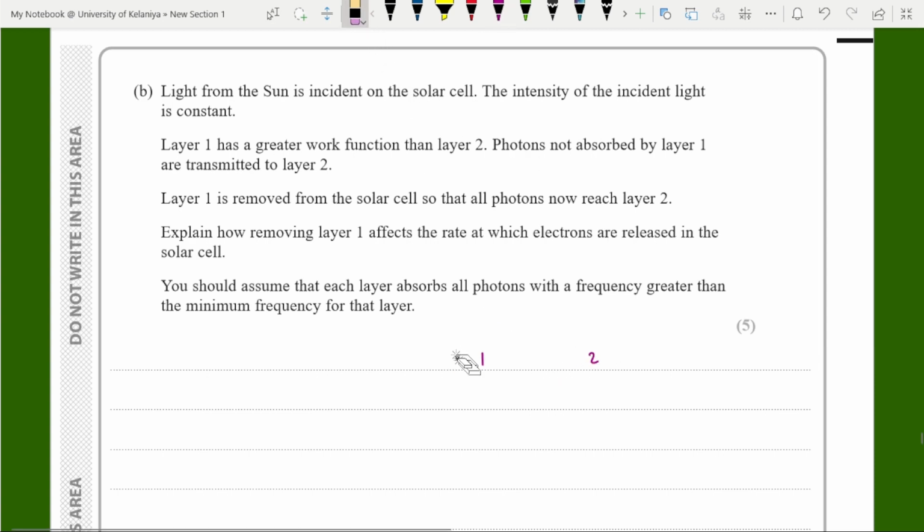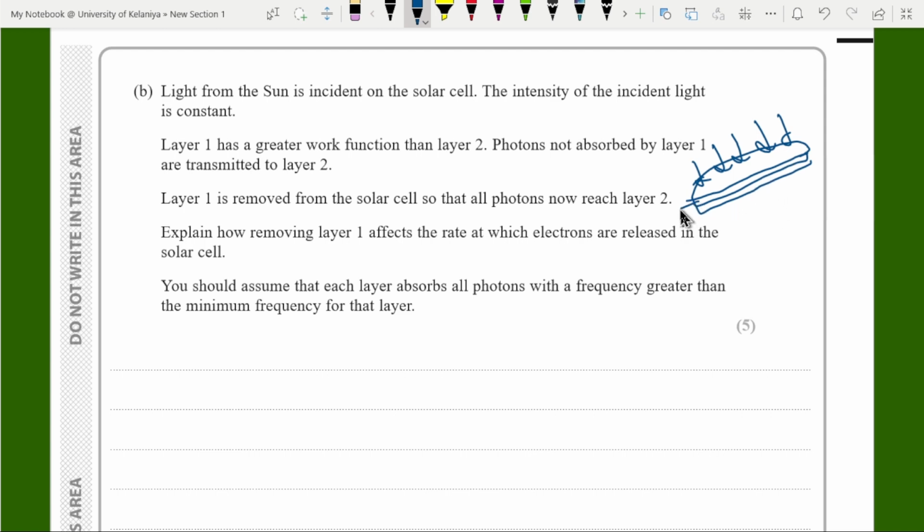You already know this: one photon interacts with one electron and releases one electron. If this is our solar cell, here we have layer 1, and here we have layer 2. The number of photons coming to the solar cell is constant. You don't need to worry about that one.